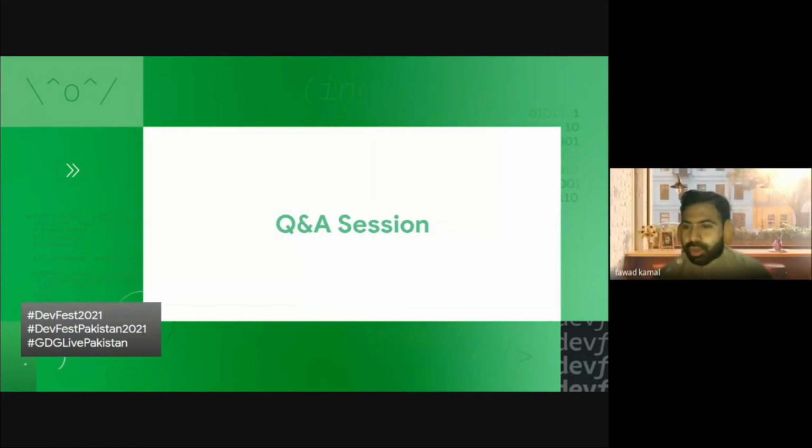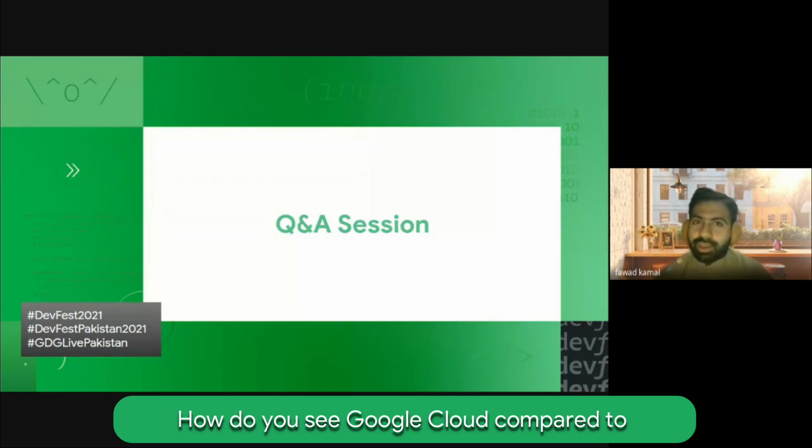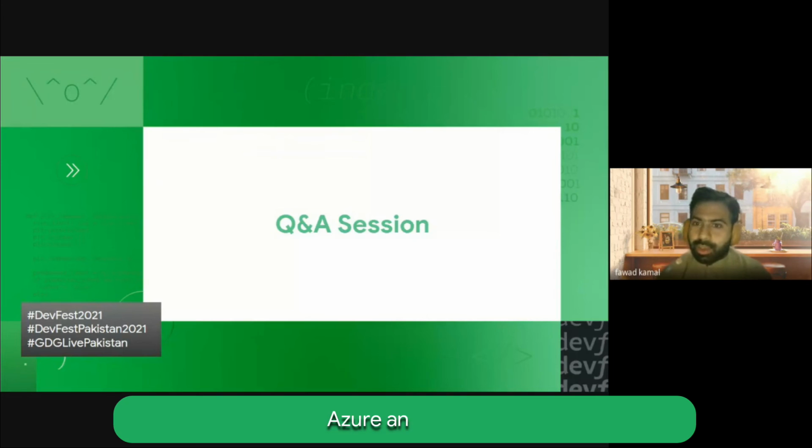Okay, so one more last question. So you have been using Google Cloud for a long time. So how do you see Google Cloud compared to Azure and AWS?